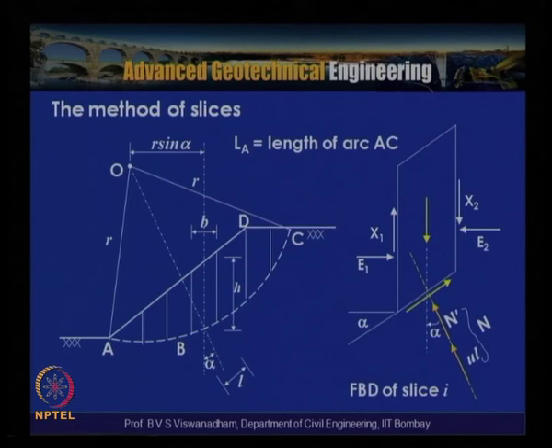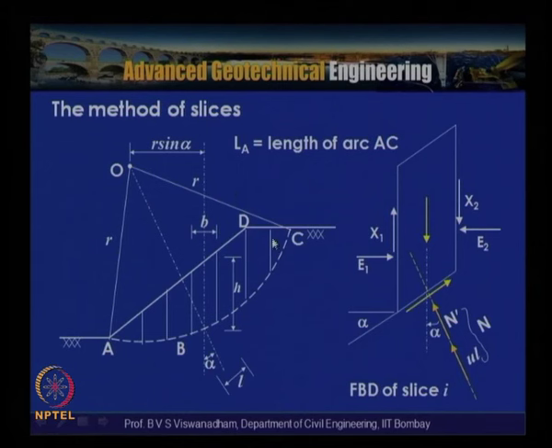So this is described in the form of a figure which is shown here, where this is a typical slope and this is A, B, C, the failure surface which is assumed to be one of the potential failure surfaces. There can be innumerable failure surfaces, but in this particular case A, B, C is assumed as a failure surface, D is the point of the crest, O is the center of rotation, and r is the radius of rotation.